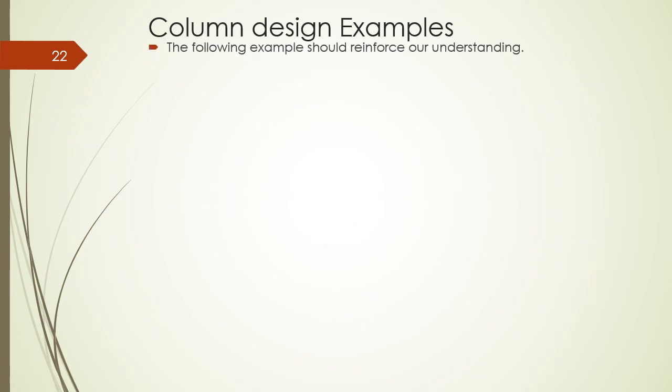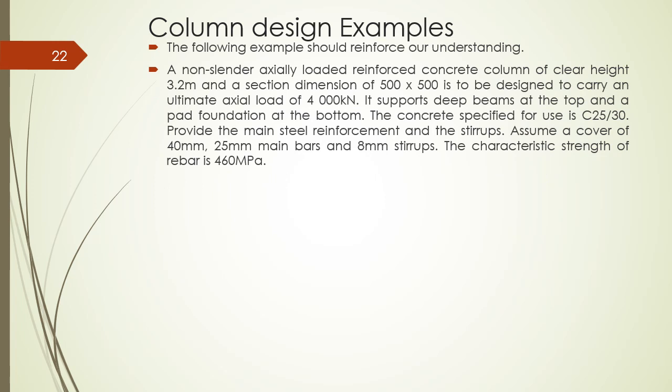Let's try a second example. An unslender axially loaded reinforced concrete column with a clear height of 3.2 m and a section dimension of 500 by 500 is to be designed to carry an ultimate axial load of 4,000 kilonewtons. It supports some deep beams at the top and a pad foundation at the bottom.